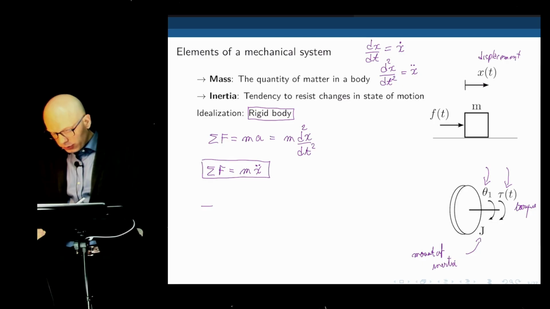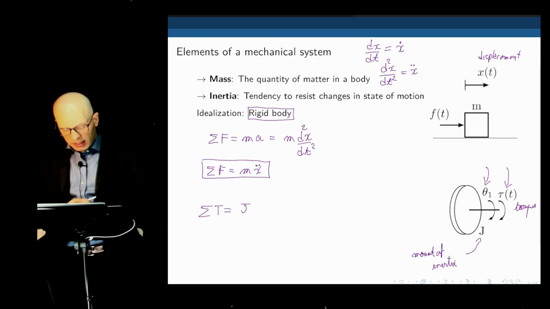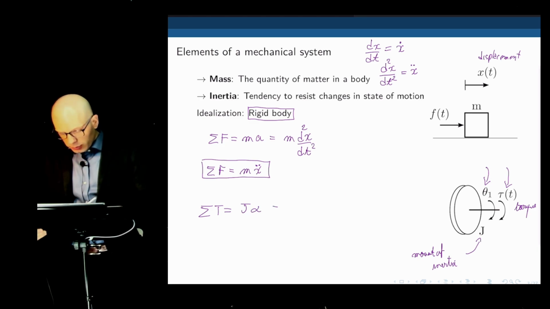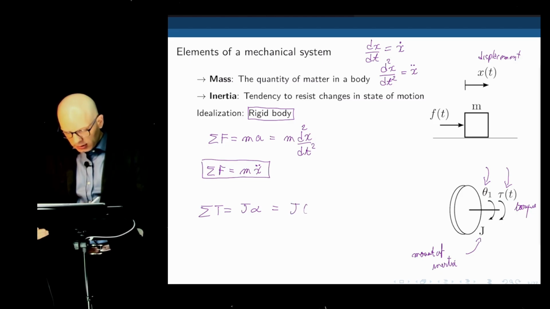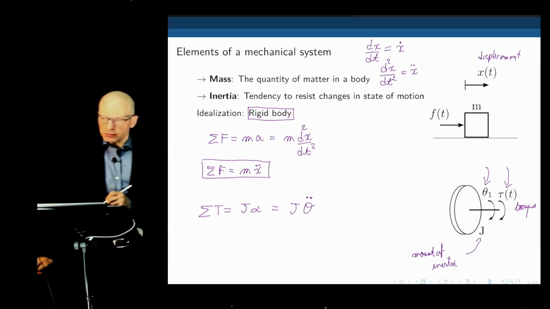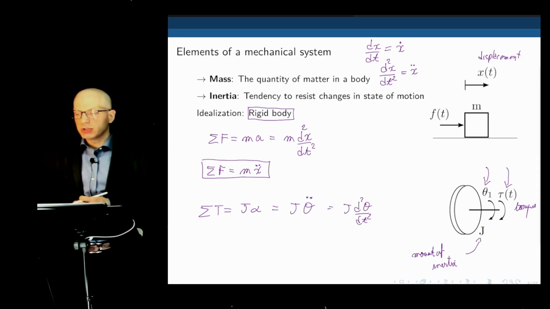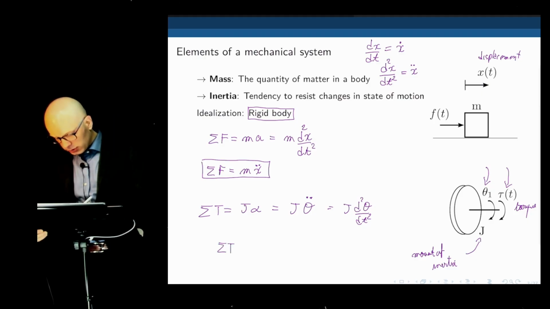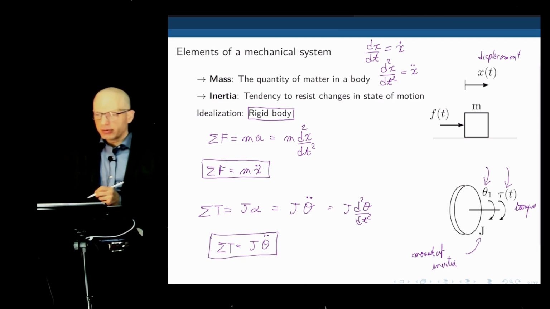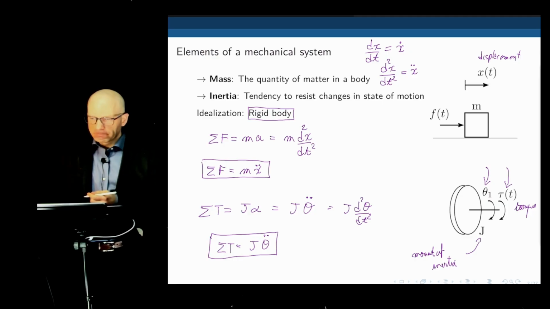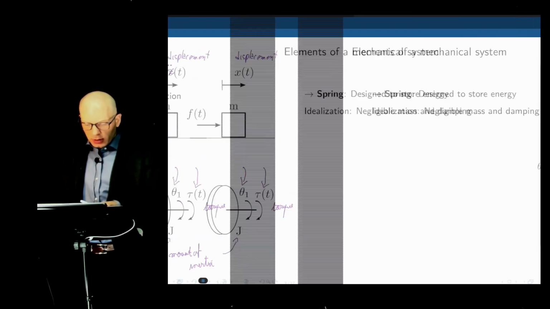So now we can do the same sum of all torques equals the moment of inertia times the acceleration of that disk. Let's call that the acceleration alpha, which in relation to the displacement can be written as J times theta double dot, which is the same as J d squared theta over dt squared. Right? The second derivative of the angular position is the angular acceleration. So the sum of torques equals J theta double dot. Okay, where J is the second moment of inertia of that disk with respect to that specific axis of rotation. Any questions here? No? All right. So that is the first element.